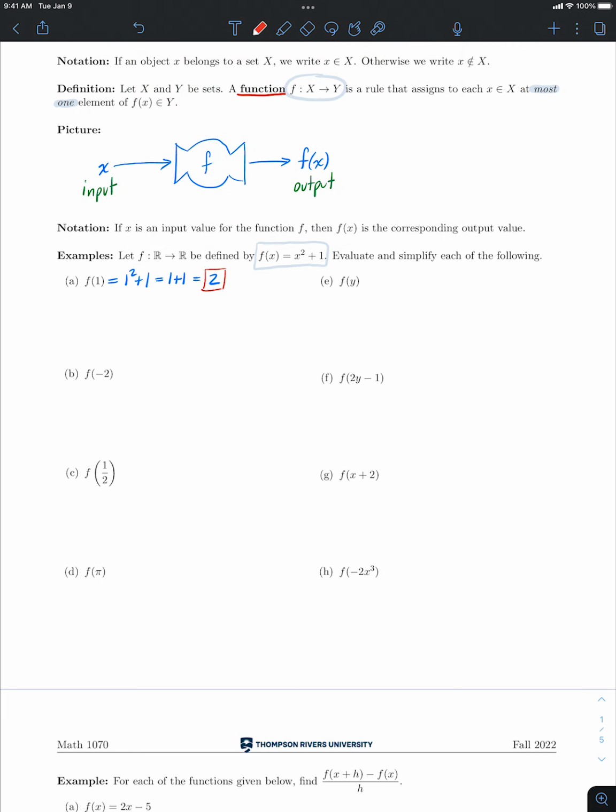That's your first output value. f of 1 is equal to 2. How about f of negative 2? Same rule, right? We're going to use the exact same rule.